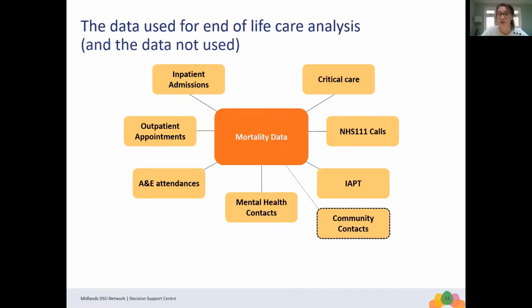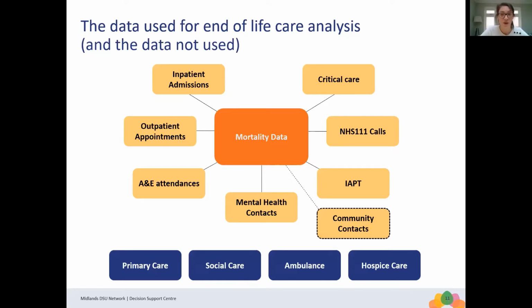I need to mention the data that we didn't use. We didn't use community contacts. Although that is available in the NCDR warehouse, it didn't go far back enough in time, and also it had some data quality issues, so it wasn't used as part of the reports. Also, if we think about a person who's at end of life, they're going to have lots of other services wrapped around them, but those also weren't available to us, and they're just listed here, so you can see what else we didn't include, which is primary care, social care, ambulance data, and also hospice care, particularly for those approaching end of life.